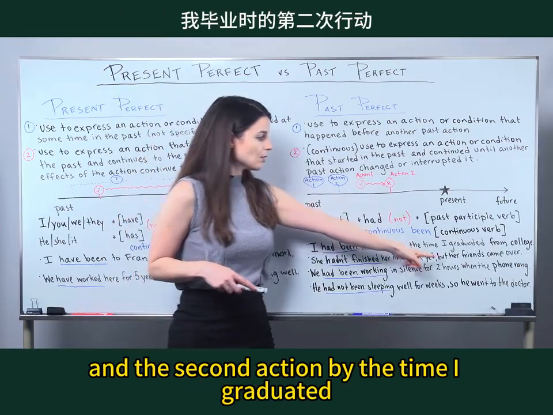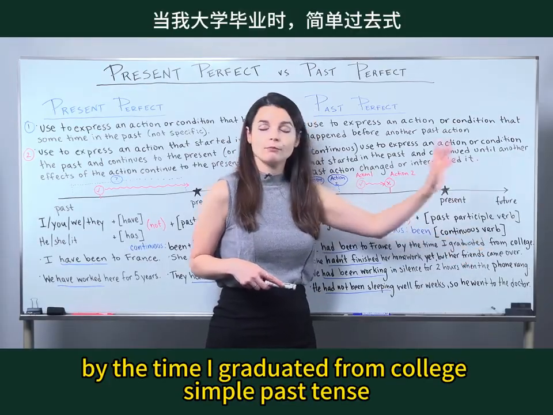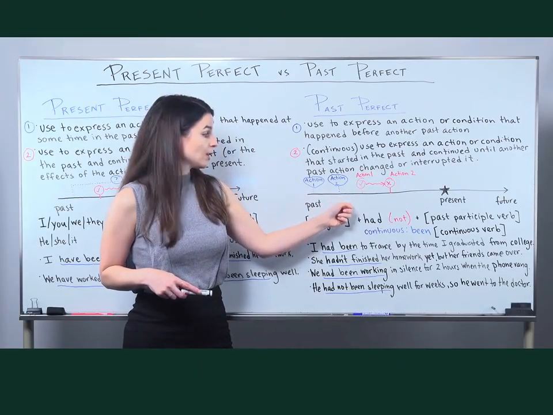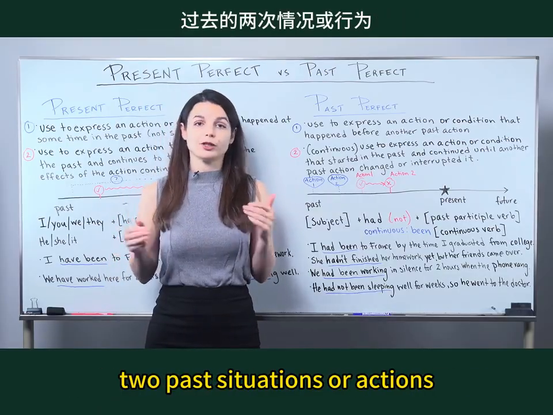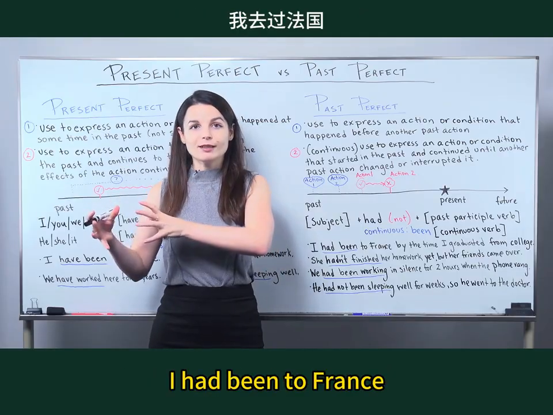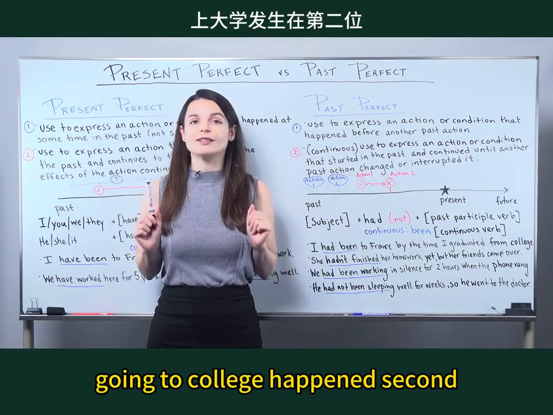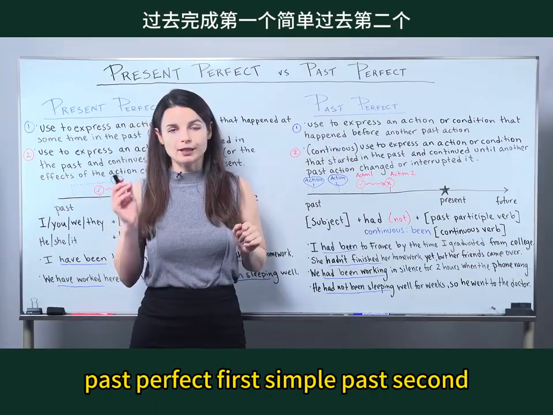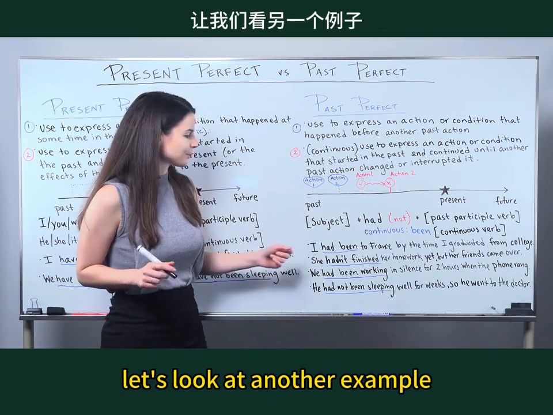And the second action, by the time I graduated, here's my past tense verb. By the time I graduated from college, simple past tense. So this sentence shows us two past situations or actions. I had been to France, so going to France happened first, and then graduating from college happened second. So we show this sequence with our grammar: past perfect first, simple past second.